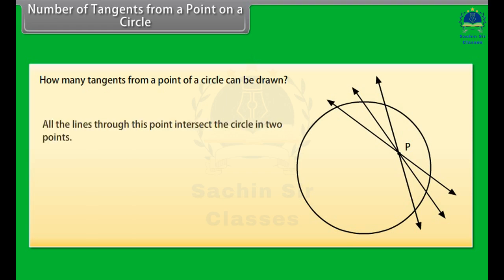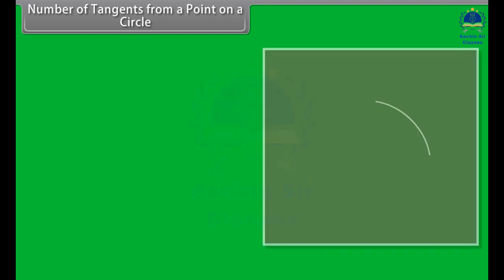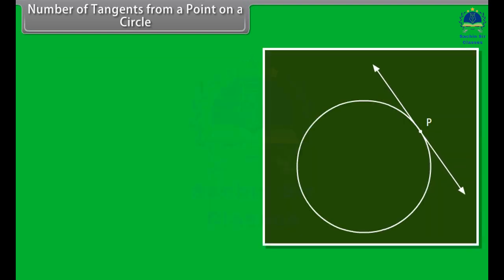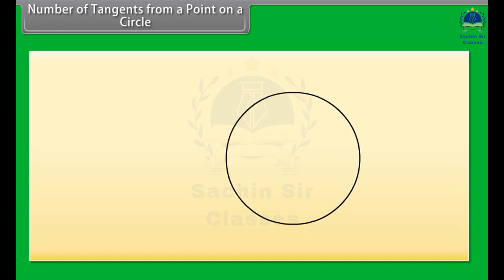We will find that all the lines through this point intersect the circle in 2 points. That means it is not possible to draw any tangent to a circle through a point inside it. The other case is to take a point P on the circle and draw tangents through this point. We can observe that there is only one tangent to the circle at such a point. Finally, take a point P outside the circle and try to draw tangents to the circle from this point.